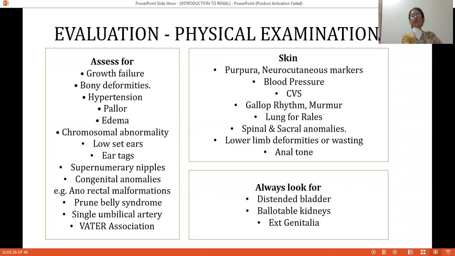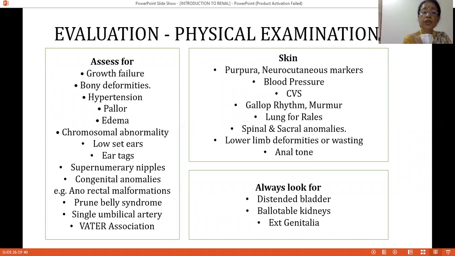Then skin, you have to check the skin. If there is purpura, always think of idiopathic thrombocytopenic purpura, immune thrombocytopenic purpura, neurocutaneous markers. Blood pressure, CVS: gallop rhythm, murmur, then lungs for rales.